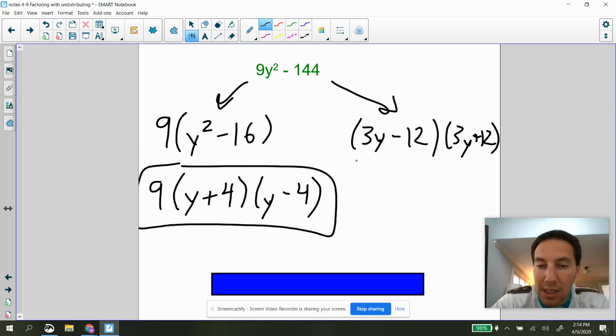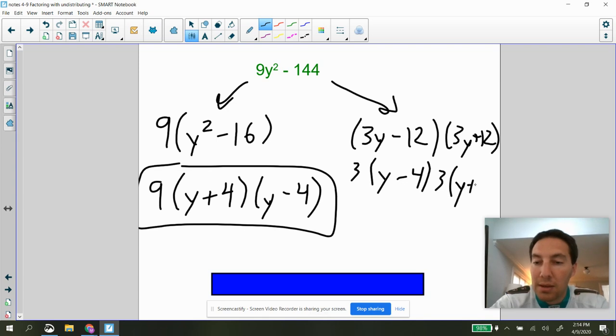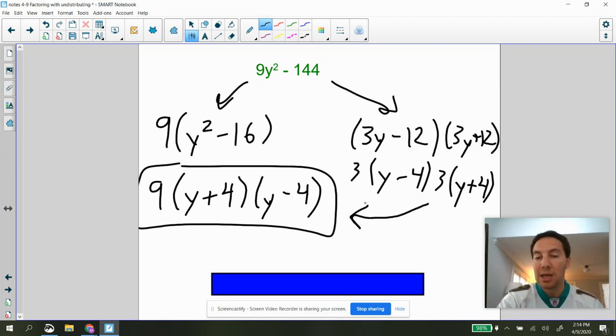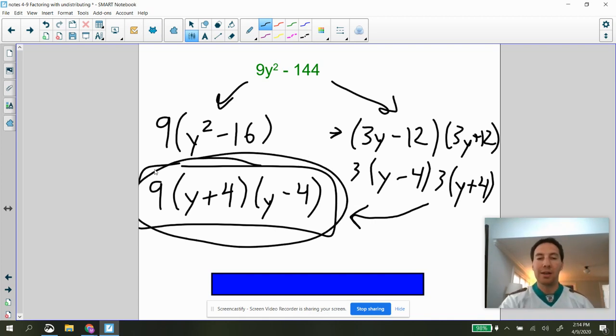So what you have to do here, and this gets a little bit longer, is pull out a 3 from the first one and a 3 from the second one. You can then take those two 3s that are on the outside, multiply them together, and then you're left with the same answer. But this right here, 3y minus 12 times 3y plus 12, would not be considered fully factored. If I were grading that, I would say, oh, they know how to do their difference of squares, but you could still pull out that 3. It is not fully factored until every common factor is pulled out. So only this is a good final answer.